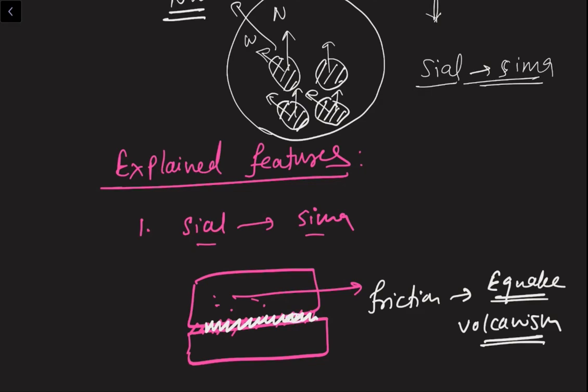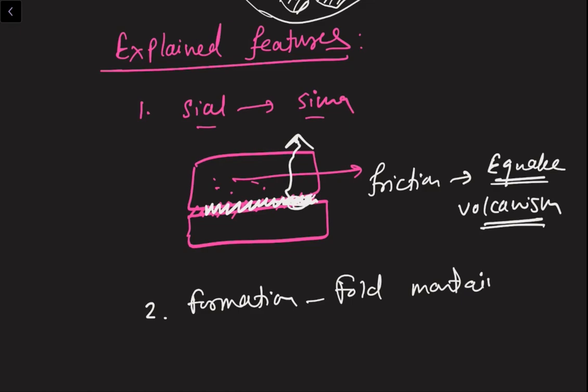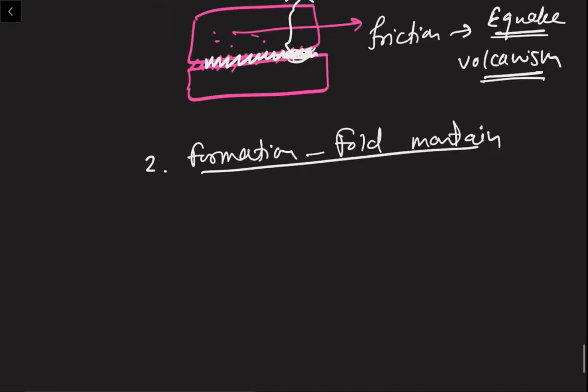Because somewhere here maybe liquidous part, this liquidous part and then tearing, then there may be volcanism. Okay. He's not explaining deeply, but he's just saying that because of this movement, there may be earthquake, there may be volcanism. Okay. Now the important thing he explained is the formation of fold mountain.